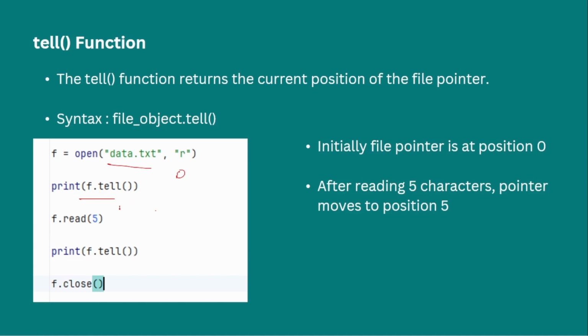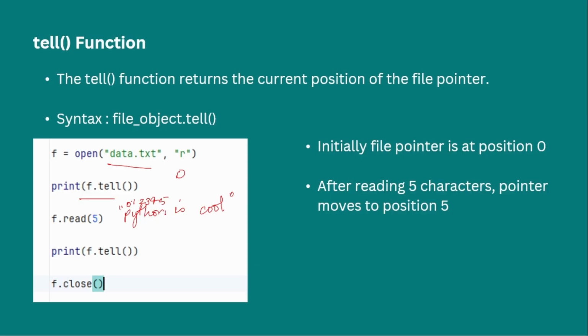So let's say our file has this data, which is "Python is cool". Now we are reading the first 5 letters. So we have 0, 1, 2, 3, 4, 5. So 1, 2, 3, 4, 5. So we are reading till here. P-Y-T-H-O. Okay, we are reading till here.